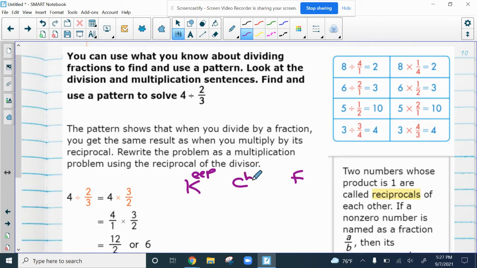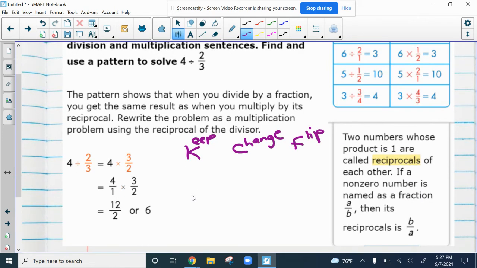Keep, change, flip. So it kind of looks like KFC. Now I want some chicken. All right. This keep stands for keep my first fraction. And if you remember, we always put whole numbers over 1. This change means to change to multiplication. This flip means to flip over the second fraction.